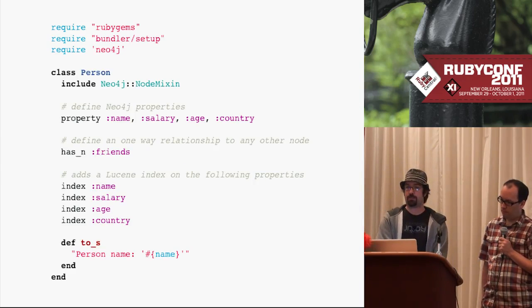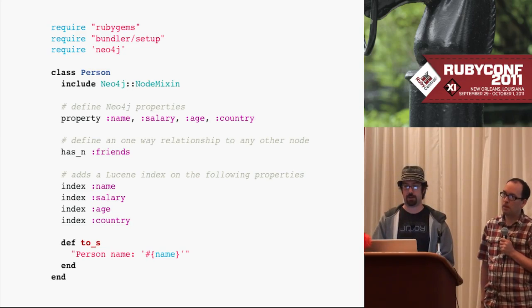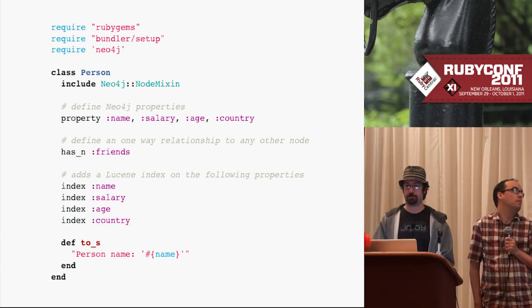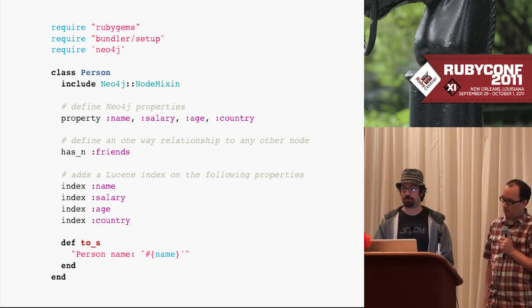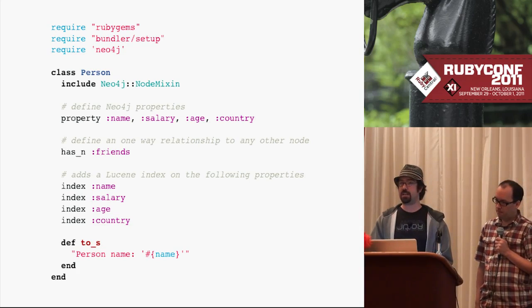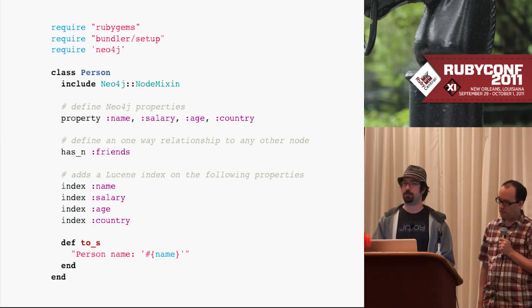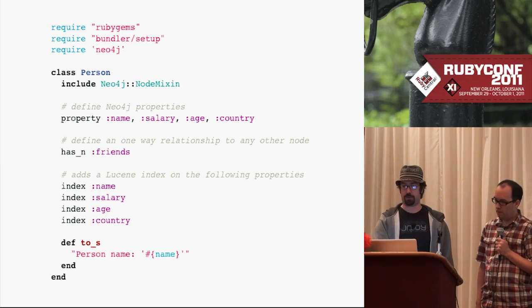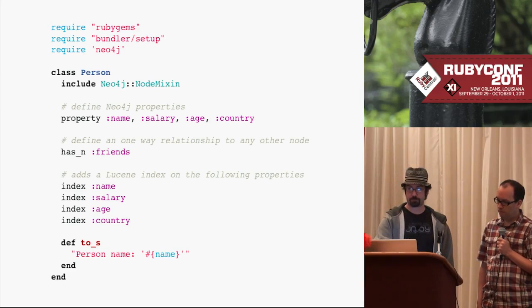So here's a quick example. We have our little model object, a person. We include the Neo4j node mix-in, so it becomes a node within the Neo4j graph database. We've got a couple of properties named here. We have some relationships, so it has n friends for this person. We've got some Lucene indexes, which is just built into Neo4j for doing faster searches across the graph. And then a simple to_s that we define in Ruby just to show off what the person's name actually is.